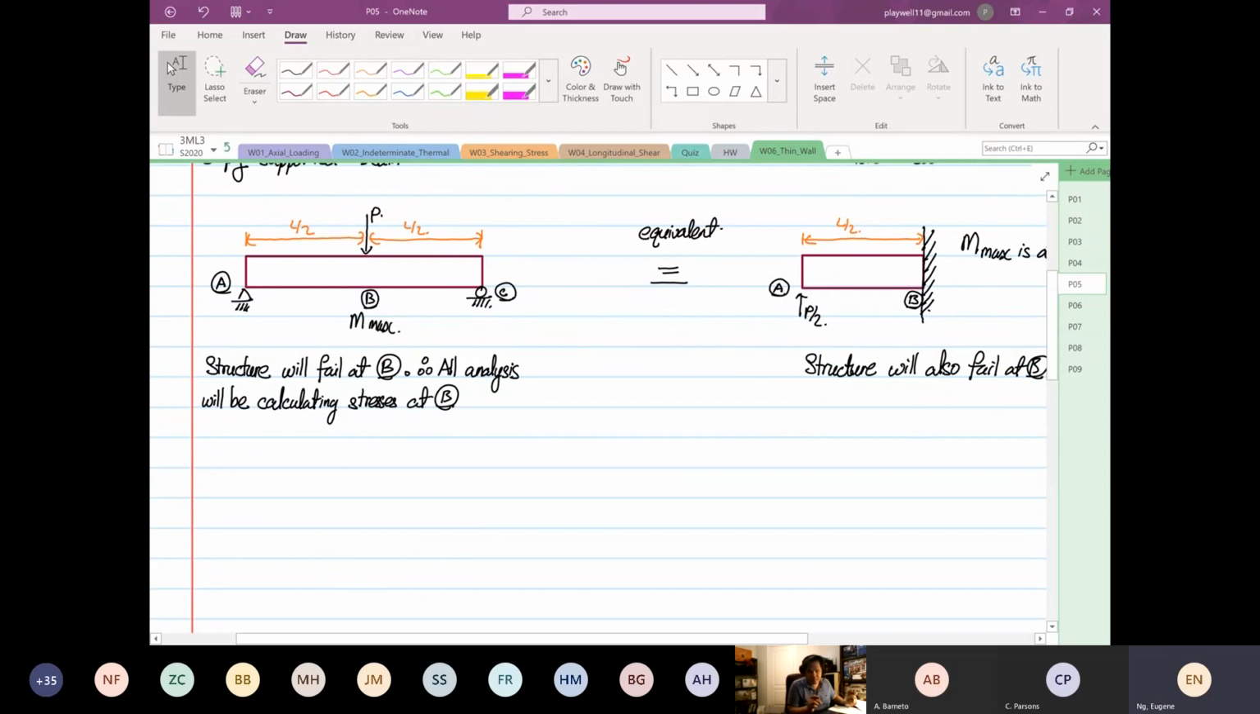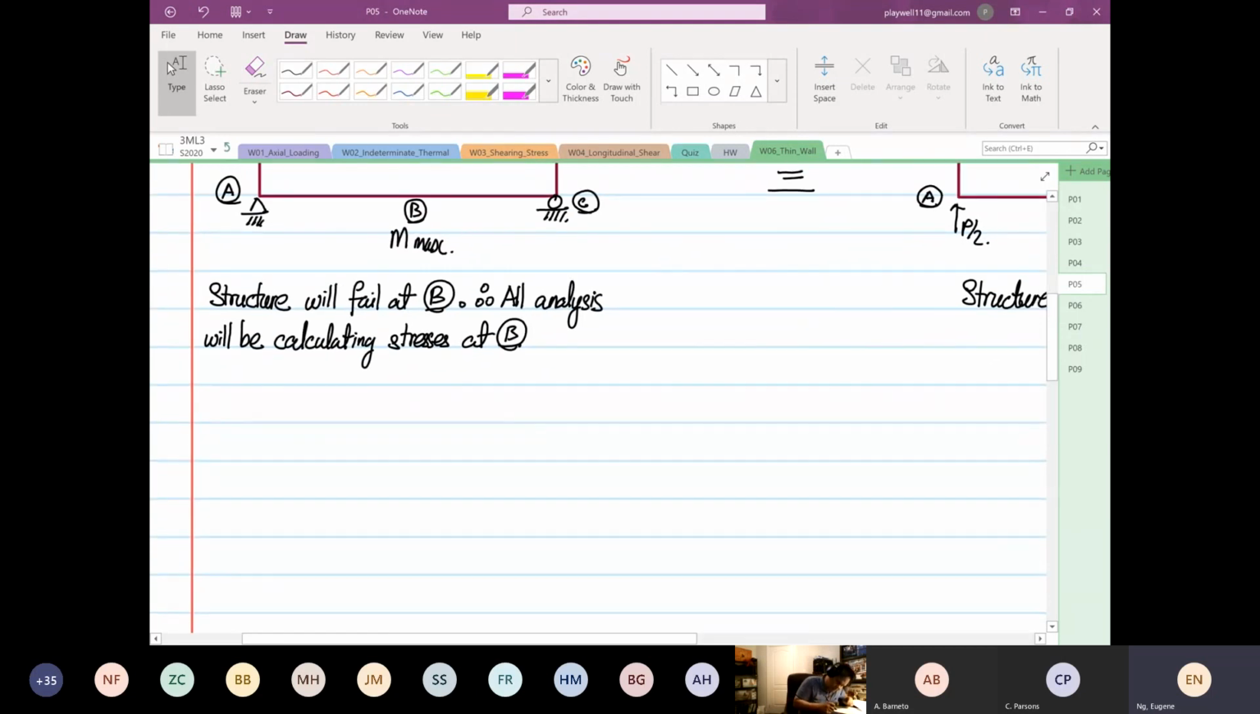So now, let's form the shear force and bending moment equation. Okay, so now let's look at the shear force. So shear force is our what? Have you seen this before? Yeah, we have seen this before. All right, let's form the shear force and bending moment.